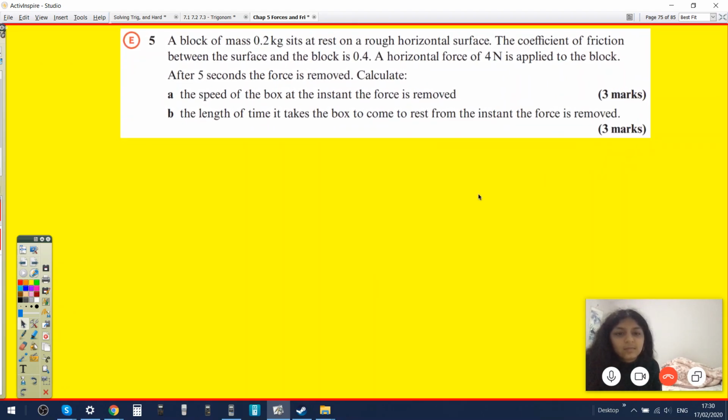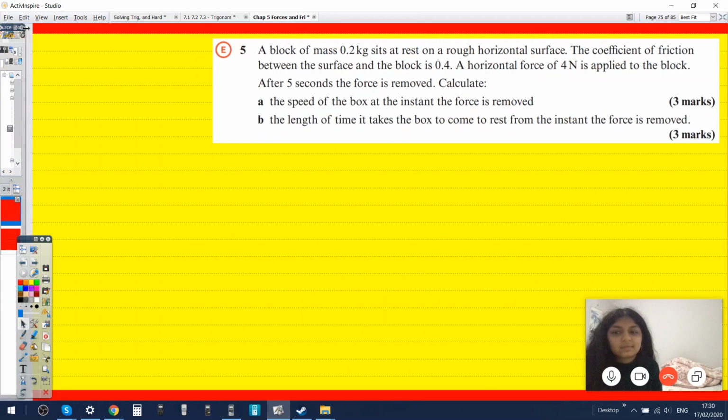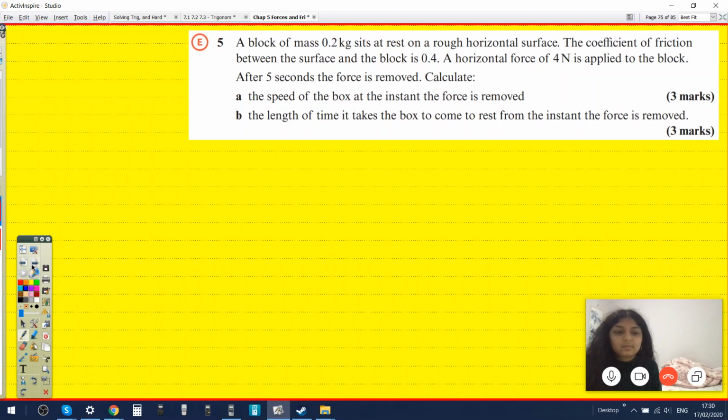Coefficient of friction between the surfaces. I don't know how to do this question. Okay, let's do it. Oh, it's horizontal. Okay. Four.